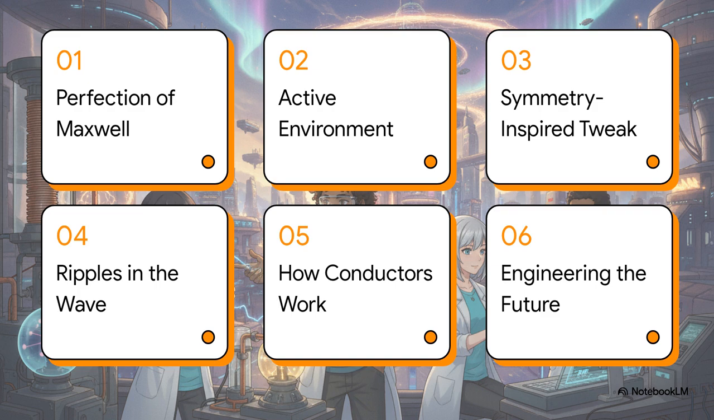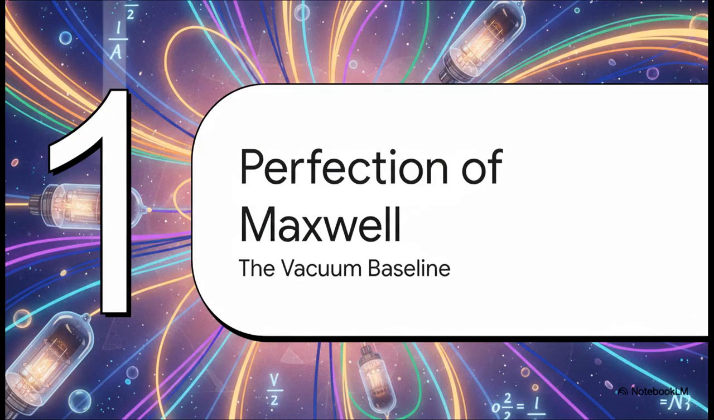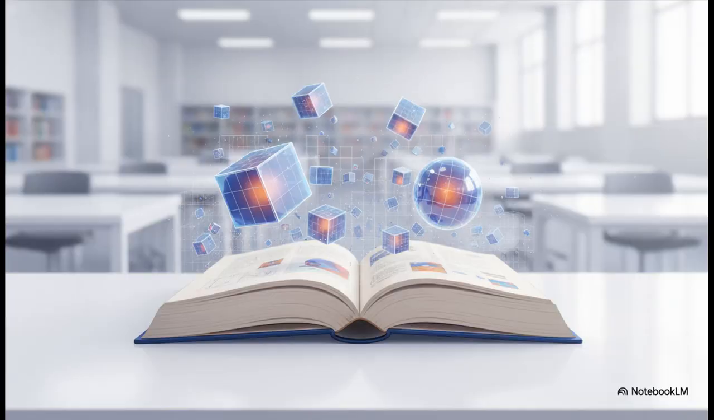Let's get to it. Section 1. The perfection of Maxwell, the vacuum baseline. If you've ever opened a standard physics textbook, you've seen this: permittivity and permeability. Basically, the measures of how space resists the formation of electric and magnetic fields, well, they're treated as these rigid, totally unchanging constants of free space, epsilon naught and mu naught. In the standard baseline physics, they're just numbers you plug into an equation. They never change and they never react.